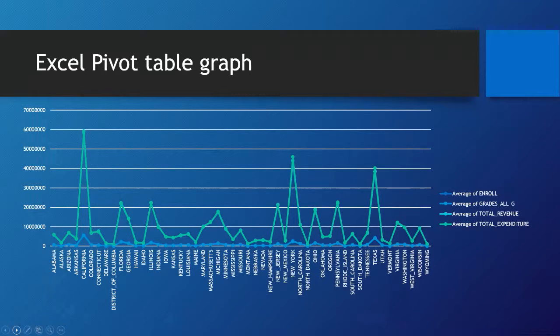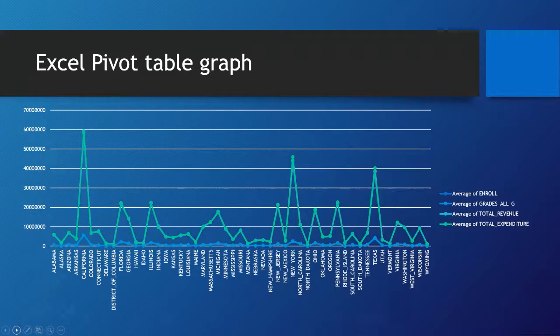As you can see on the slide, the revenue and the expenditure are of very similar nature. Also, if you look at the enrollment and the number of graduates that was produced in each of the states, it shows there's a relationship between the enrollment and the number of graduates, as well as the total average revenue for each state and the average total expenditure of the state.